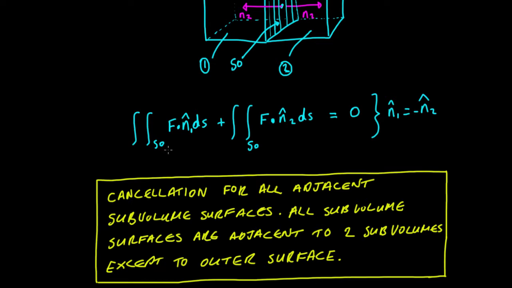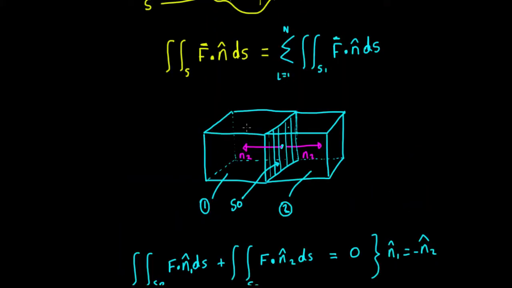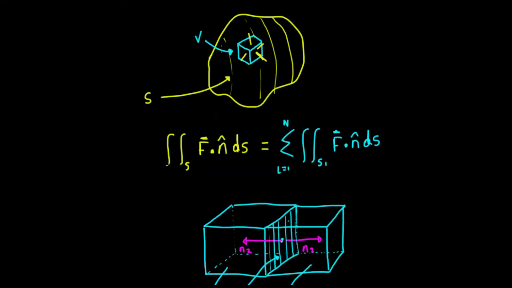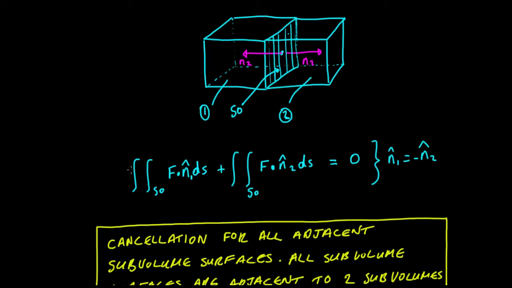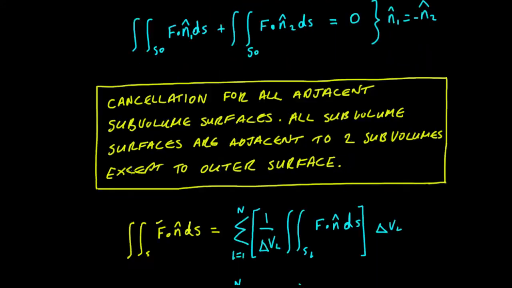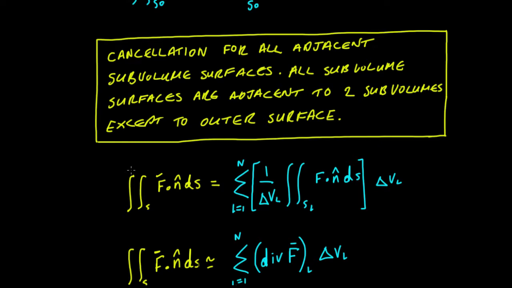Okay, so that's really just a statement of what we've seen here, extended to an infinite number of volumes. So that's in essence what the divergence theorem is. But let's continue with it.